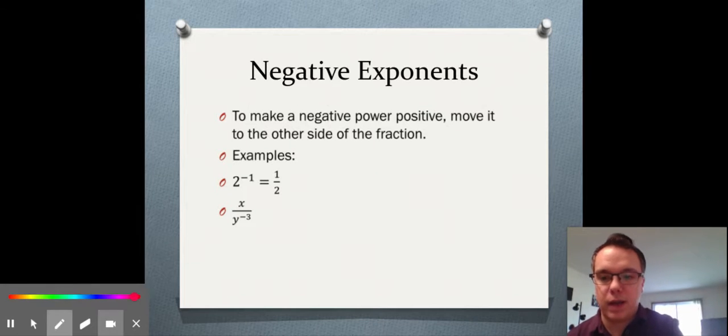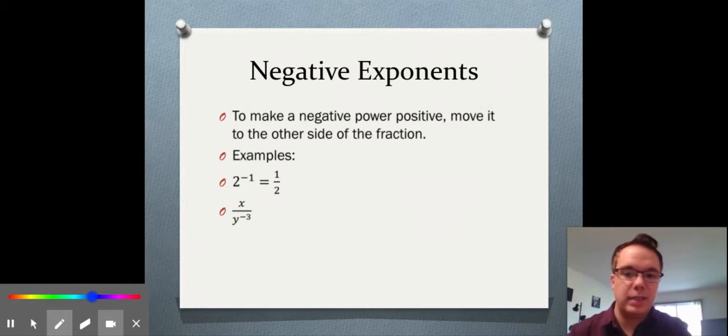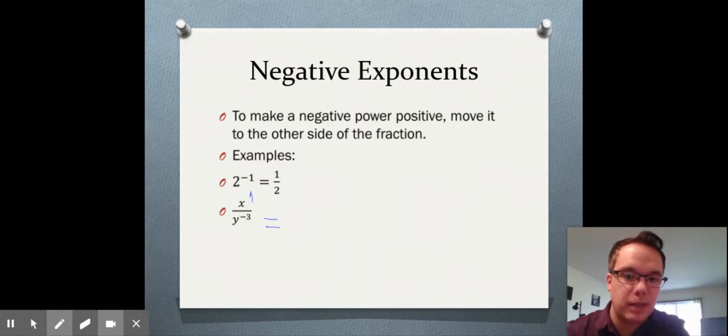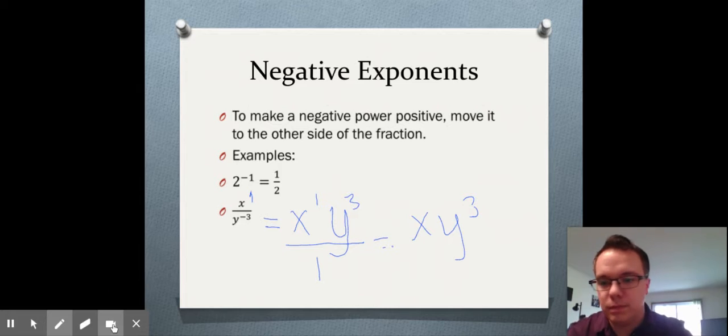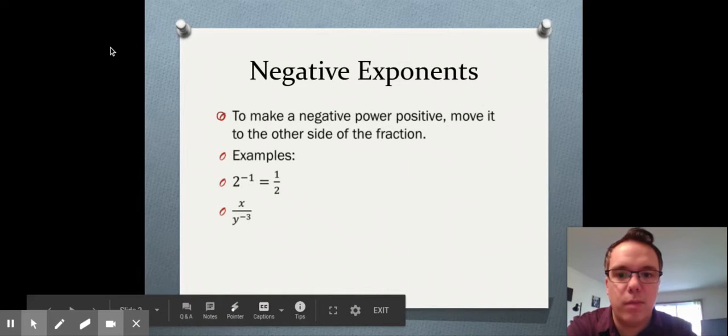If we have x over y to the negative third, our x has a hidden power of 1, and so that's positive, so it stays where it's at. And y to the negative third, we don't want that to be negative, so I'm going to move that to the top of the fraction to make that y to the third. And then I moved everything on the bottom, so what's left is 1. So if we simplify that, that is just x times y to the third. All right, so we're just moving any power with a negative exponent to the other side of the fraction to make it positive.